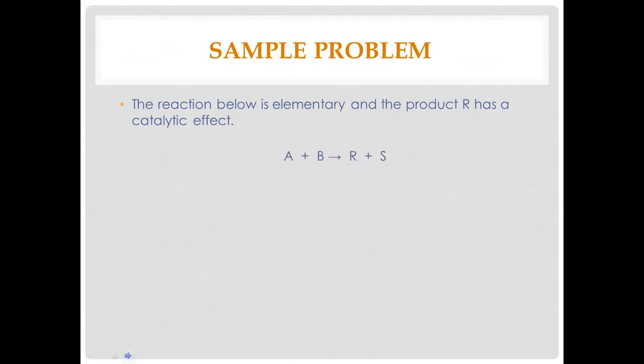The reaction below is elementary, and the product R has a catalytic effect. I chose this example because it's not limiting us only to a scenario wherein you have a single reacting species on the left side. So this time we have 2, plus the products on the other side are also 2. Plus, this R has a catalytic effect. So this is an autocatalytic reaction.